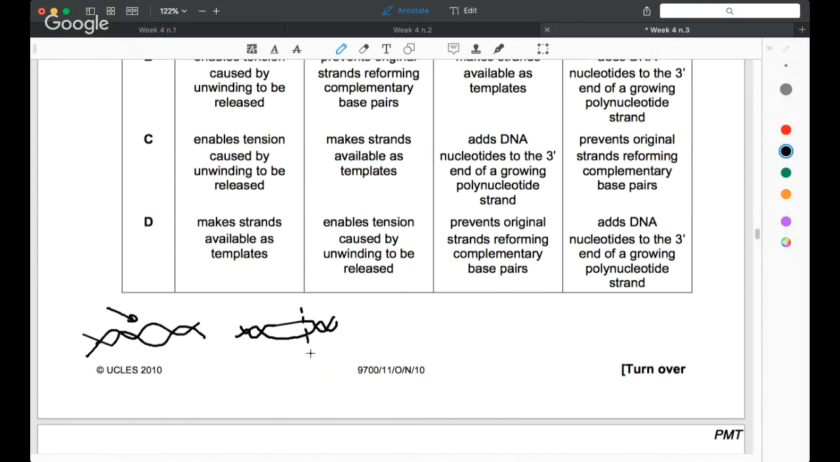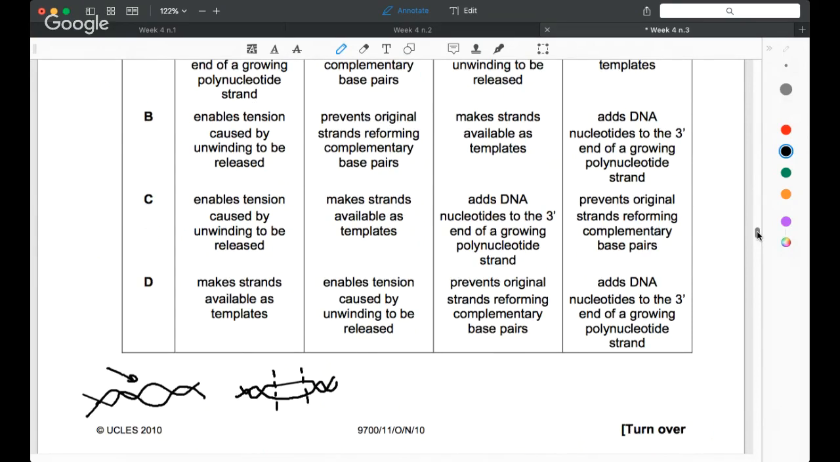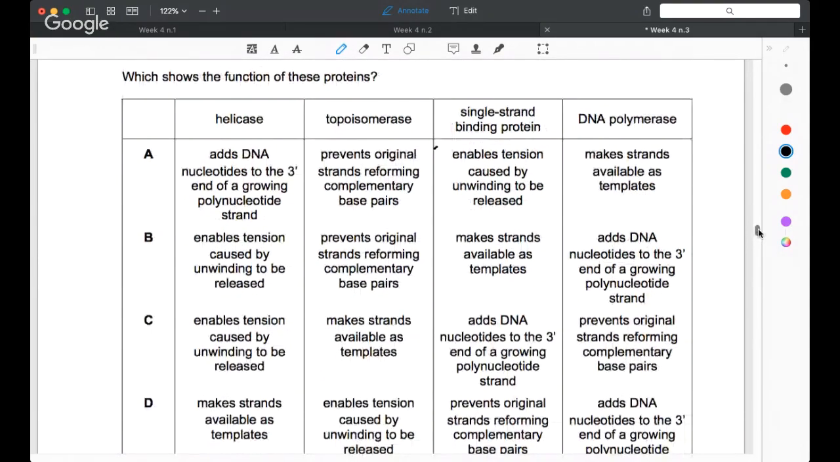Topoisomerase comes and just cuts. It'll do one at a time. It'll cut these, allow the two lateral parts to unwind, and then it will rejoin them. And by doing so, it enables tension caused by unwinding to be released. Does that make sense? Yeah. Cool. And so the answer is C. Sorry, the answer is D. So that's what topoisomerase does.